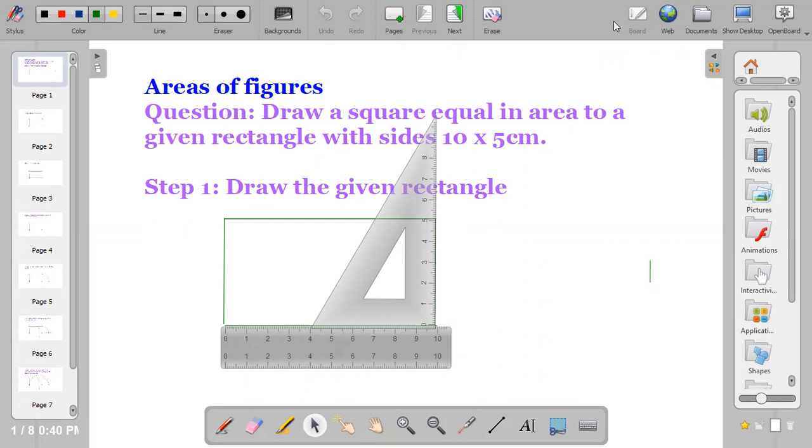In today's video, I'm going to teach you how to draw a square equal in area to a given rectangle.